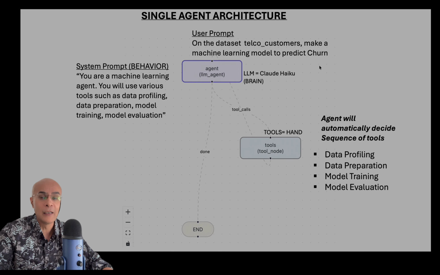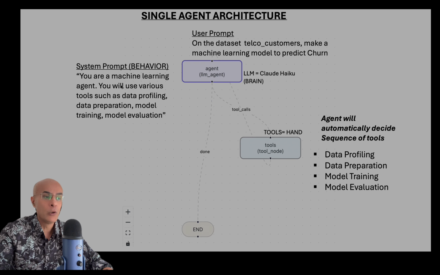Now let us go into the different architectures which are available for machine learning with AI agents. This is a single agent architecture, and here we can see the three components which I talked about earlier. Let's say you have a large language model, which is in this case a Claude Haiku model, which is the brain of the agent, and then it is going to work with tools. You need different tools, and the four tools which I have listed here, data profiling, data preparation, model training and model evaluation, are the tools which help the agent to do machine learning.